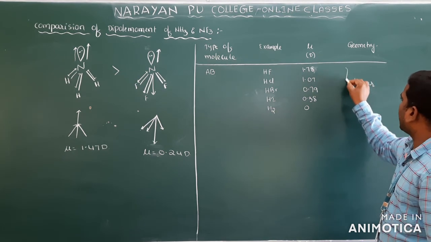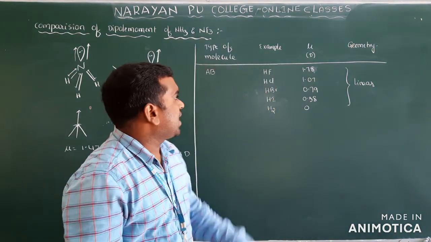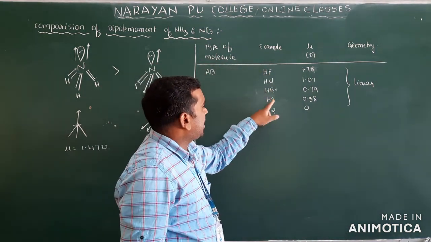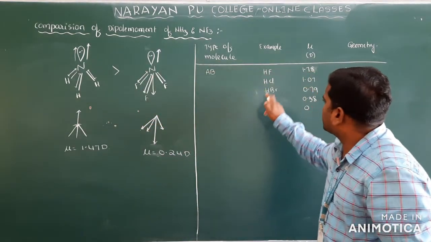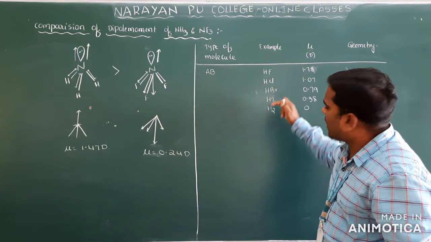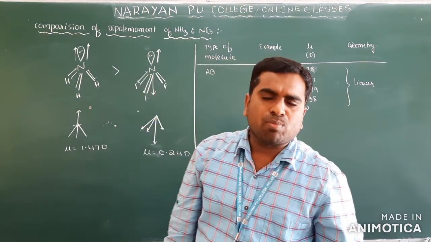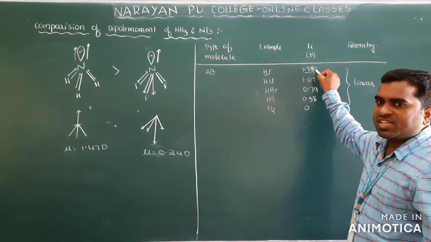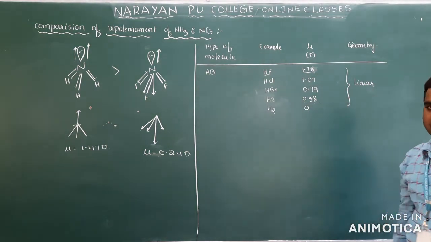All molecules have what geometry here? Linear geometry. I have already said this. H of HF, HCl, HBr and HI are diatomic molecules. You have to see that the common atom here is hydrogen. See the electronegativity of the second atom: fluorine, chlorine, bromine and iodine. As electronegativity increases, dipole moment increases. Fluorine is the most electronegative atom, so that one will have the highest dipole moment. From HF to HI, the dipole moment keeps decreasing.